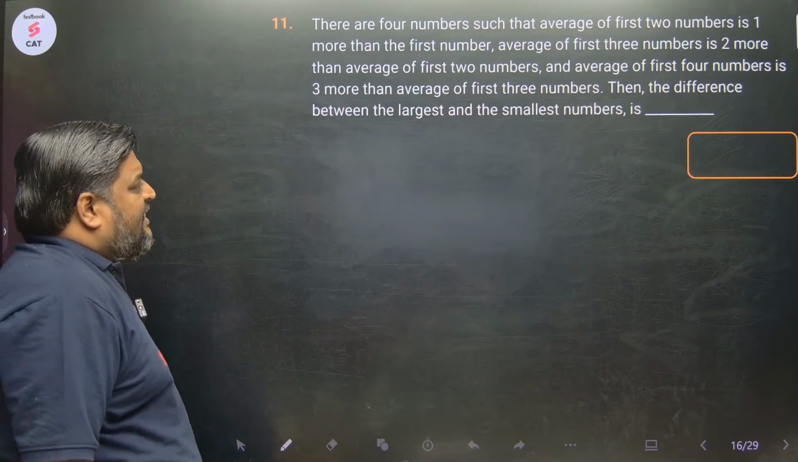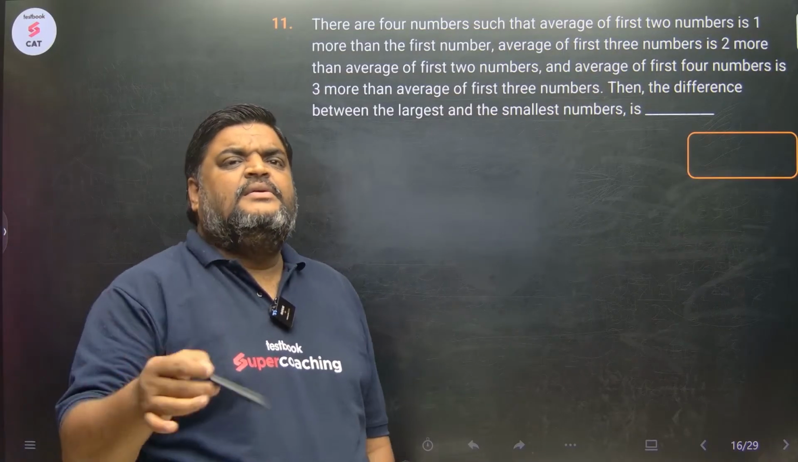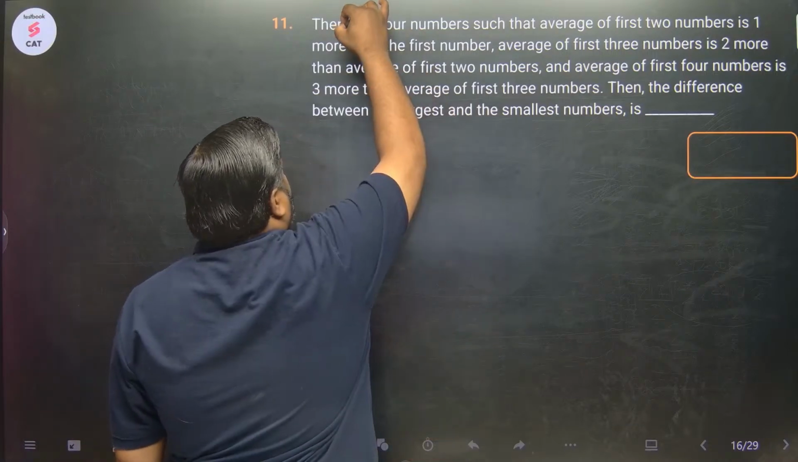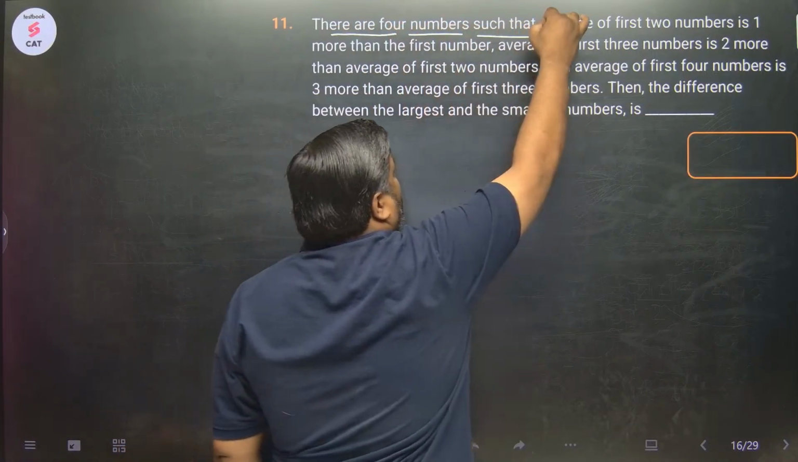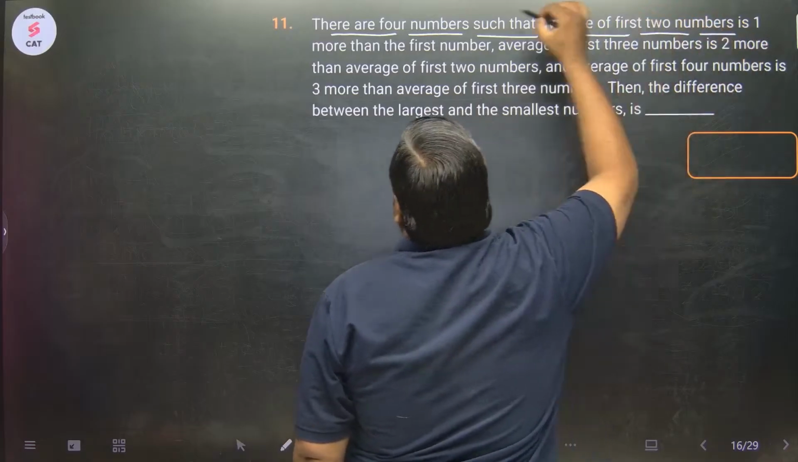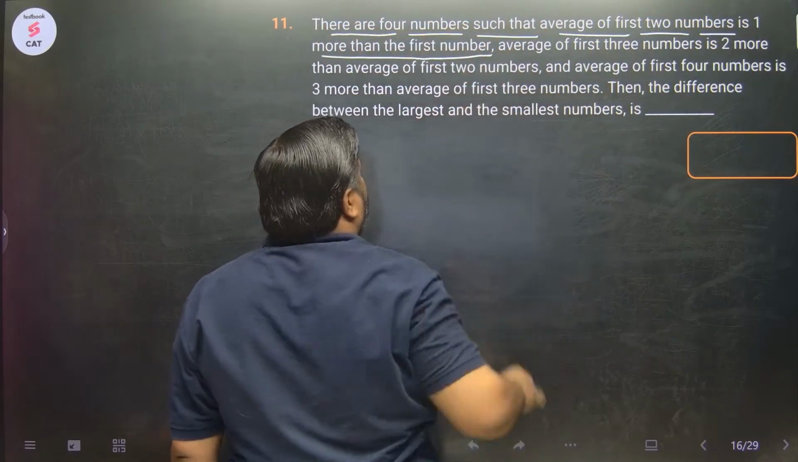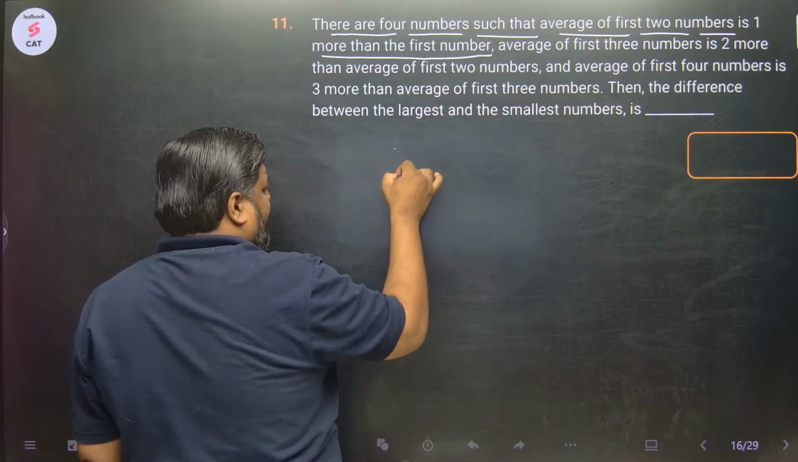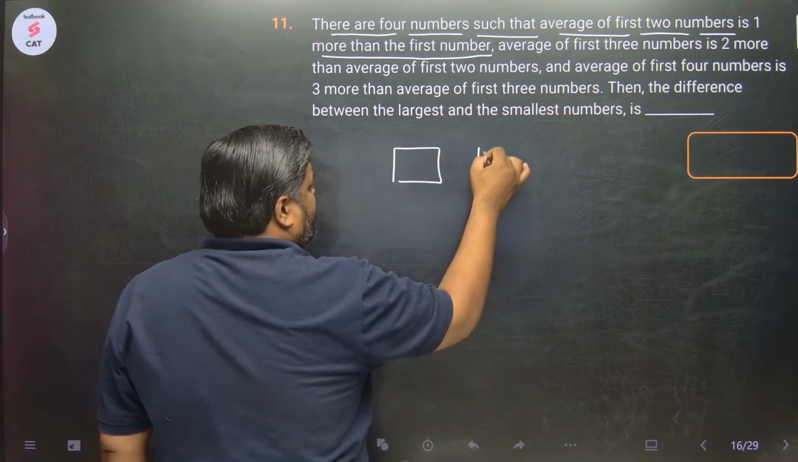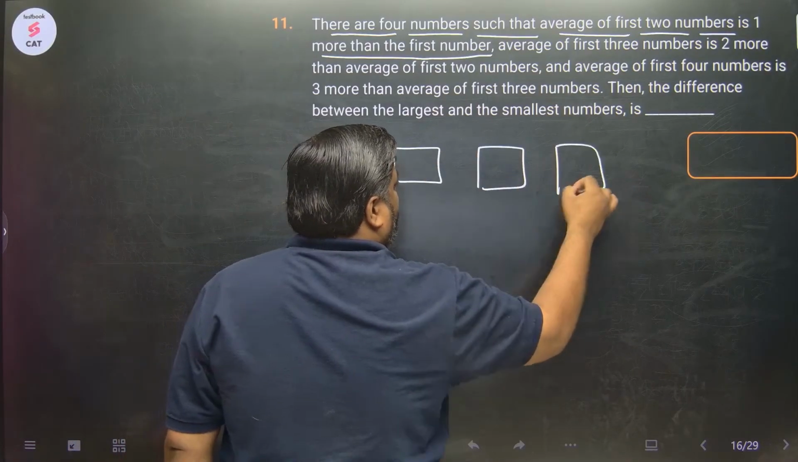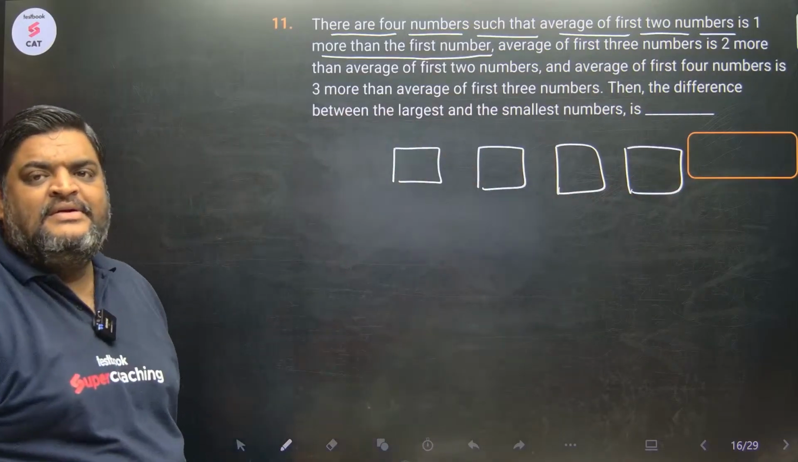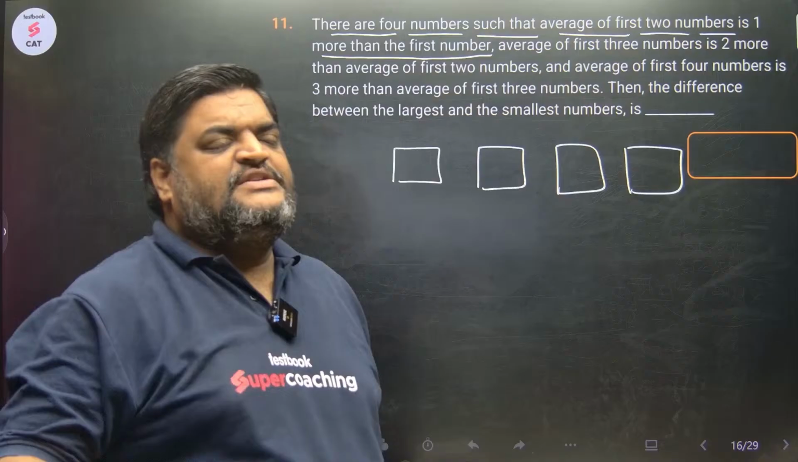ये भी हमने करा है क्लास में कुछ दिन पहले. There are 4 numbers such that average of first 2 numbers is 1 more than first number. आज इसको अलग तरीके से करेंगे. आज हम लोग वैल्यू पुट करके करेंगे. ठीक है. Let this be the first number, second number, third number and fourth number. First number कुछ assume कर लो.